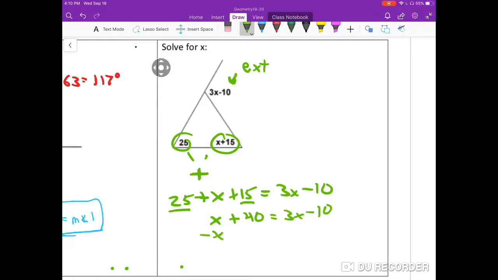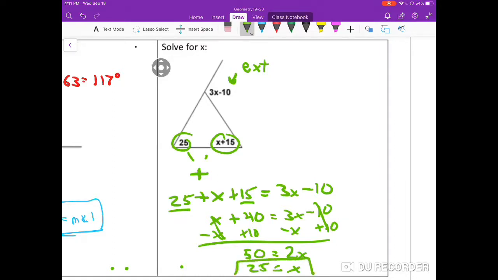We're going to subtract x from both sides and add 10 to both sides. We get 50 equals 2x, and we get x equals 25. And that's all it asks for. It doesn't ask us to plug back in or solve for any angles.